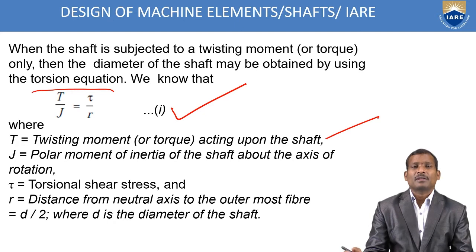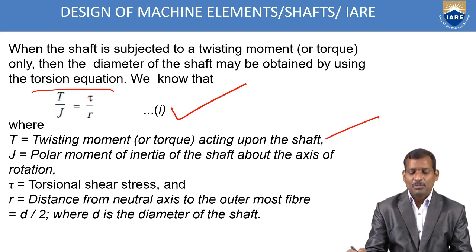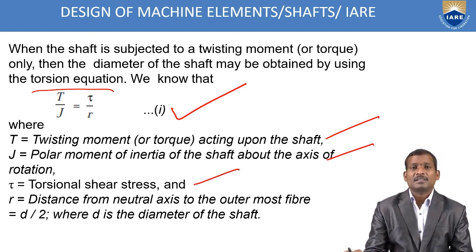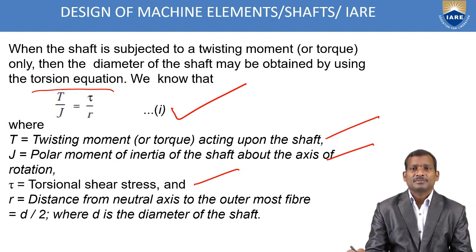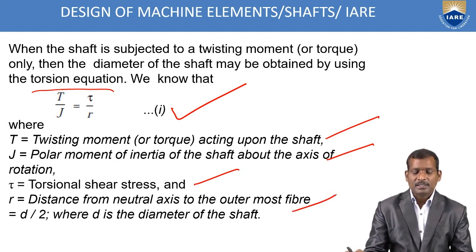J is the polar moment of inertia of the shaft about the axis of rotation. And tau is the torsional shear stress. The torsional shear stress is induced due to the twisting moment, torsion loads. The normal shear stress is induced due to direct shear loads. Clear? Next, R is the distance from the neutral axis to the outermost fiber. That is the radius, half of the diameter, where d is the diameter of the shaft.